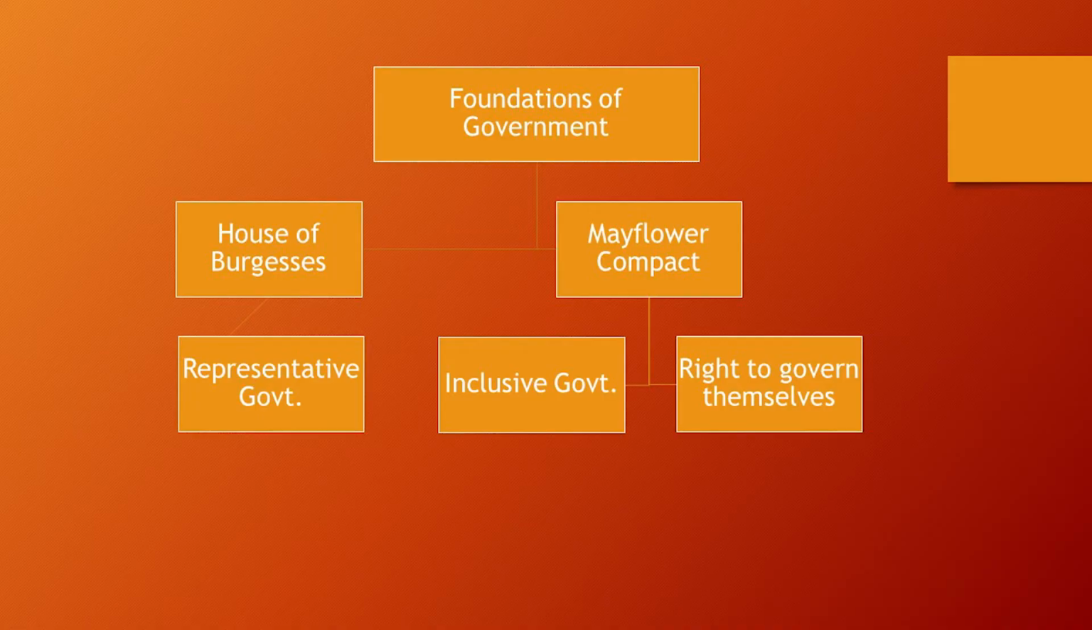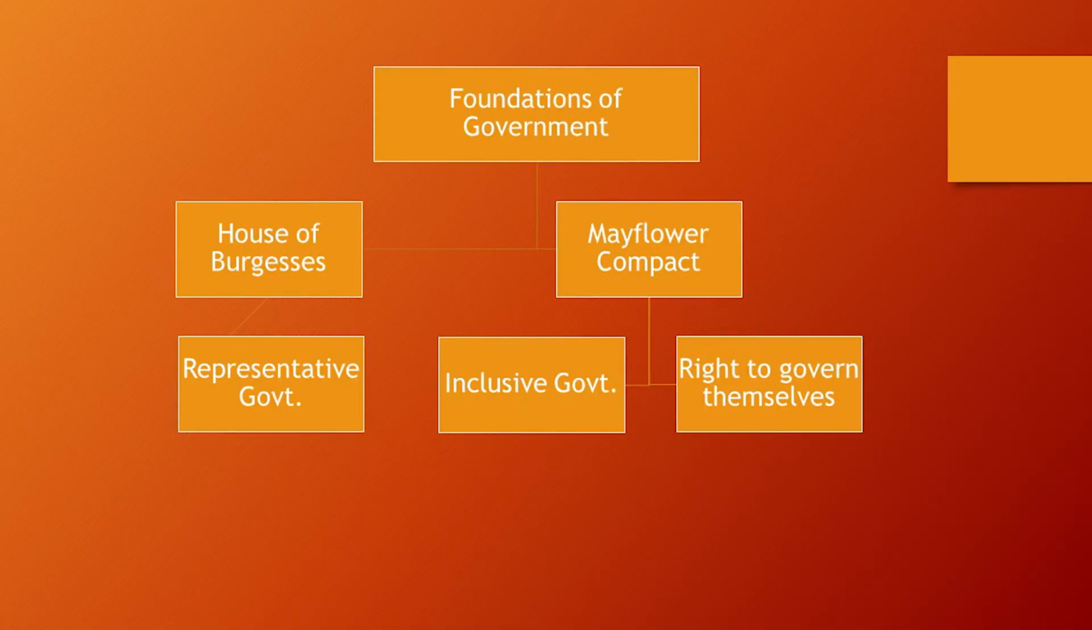Okay. Here's the next level of knowledge. House of Burgesses establishes the concept of representative government. You're voting for people that represent you, okay? Mayflower Compact establishes the idea that we have the right to govern ourselves, not necessarily someone off in England. And then also that we're going to be inclusive. Even if we're religious people, we'll include non-religious people or vice versa, okay?